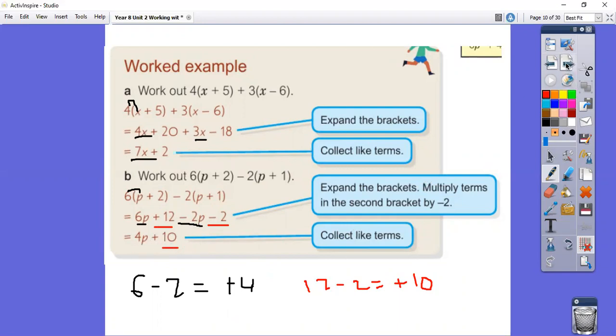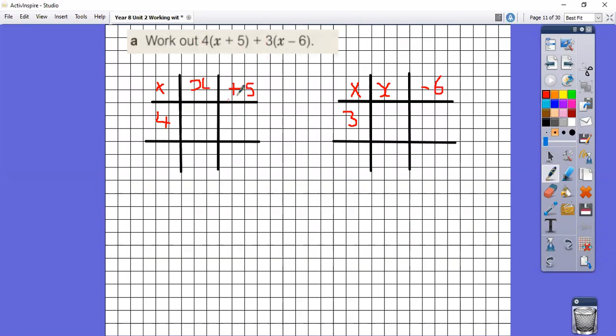Okay. Alternatively, another way of working these questions out is using the grid method. So if we do 4 times x, which is 4x, 4 times 5, positive 20. Then on the right hand side, I'll do this in a different color. 3 times x is 3x. 3 times the negative 6 is a negative 18.